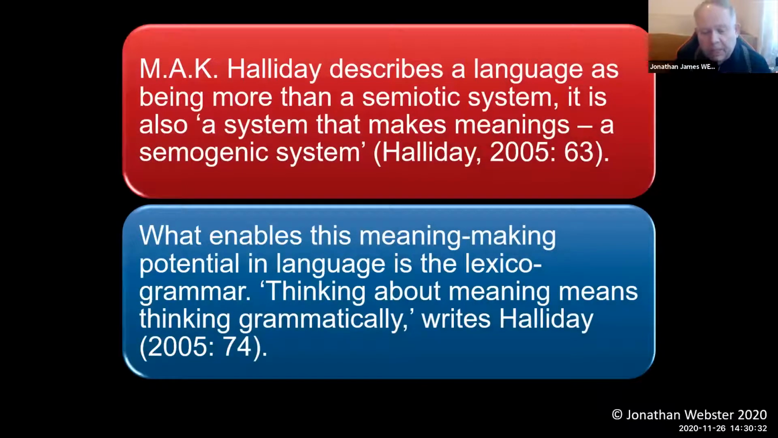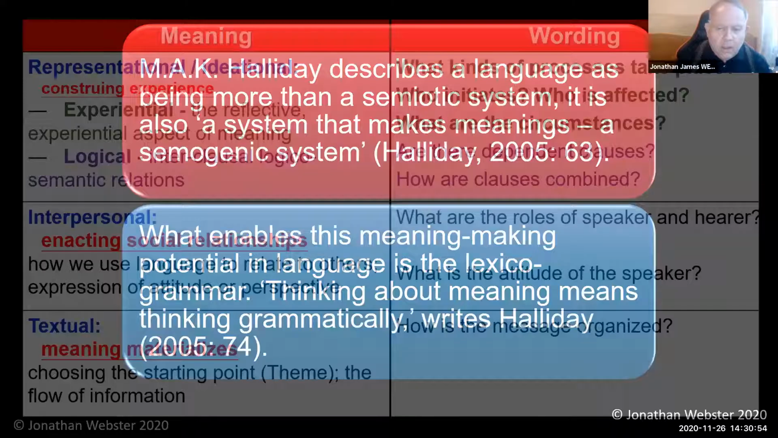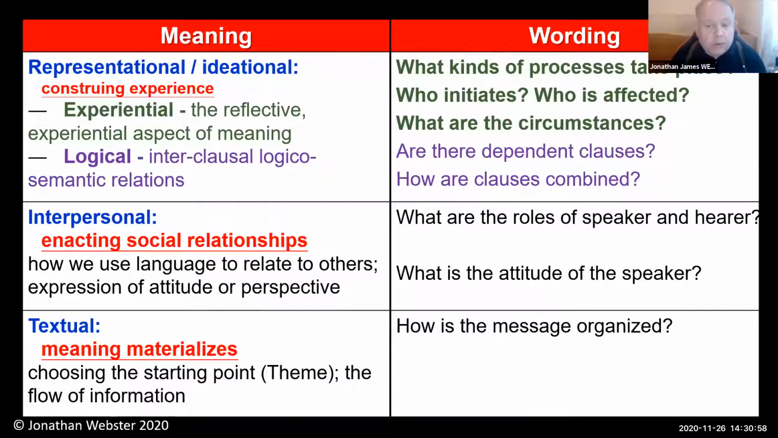Now, as Halliday goes on to explain, what enables this meaning-making potential in language is what he calls the lexicogrammar. Not just the words, but the wording, how the words come together. So as he says, thinking about meaning means thinking grammatically. When he talks about meaning grammatically, then he's talking about the wording. And when he talks about how we construe the world, this is realized in the wording through the kinds of processes that we choose to describe what's happening, who is initiating those processes, who's affected by it, the participants, what are the circumstances. We deal with the logical, how the clauses combine. Are there dependent clauses? How do we see the meaning as it develops within the text and expands from one message to the next?